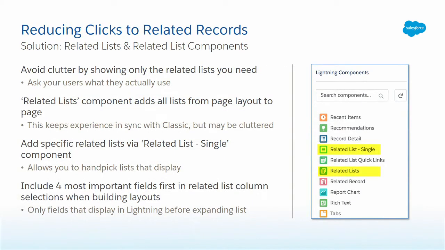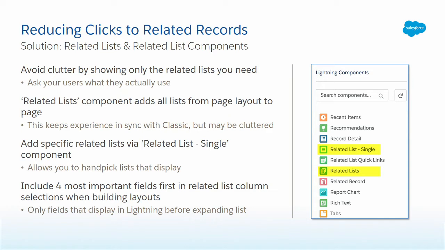So before we take a look at the rest of the account updates, let's take a look at the options that you have to reduce clicks to related records in Lightning. In general, it's a good idea to show users only the related lists that they need to avoid a cluttered page. And we have a couple components we can use to show related lists in Lightning. The first one is the related lists component. This is the plural version. And this is going to add all of the related lists from your page layout to your page. The bad thing about this is that it's going to add all of the related lists from your page layout to your page.